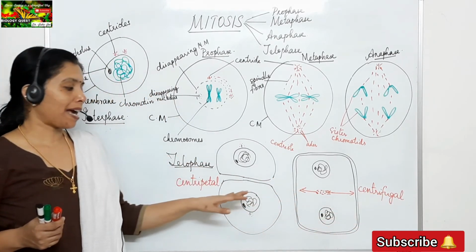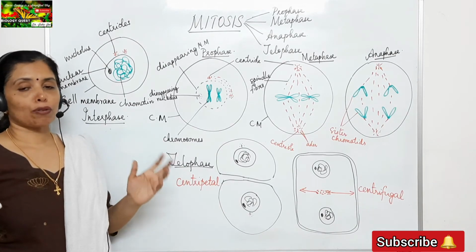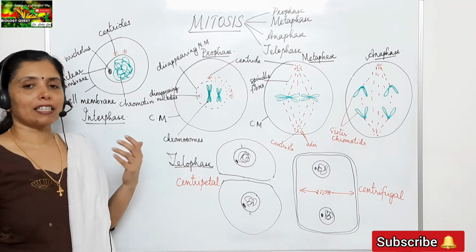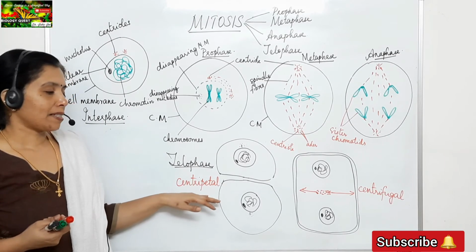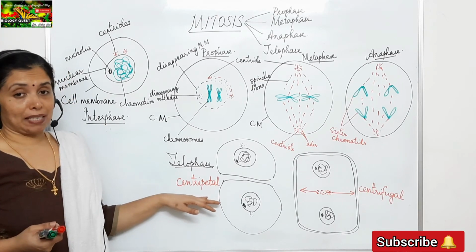Whereas in the case of animal cell, we have seen furrows are formed at the periphery, and these furrows extend towards the center, and here we can say it is centripetal.